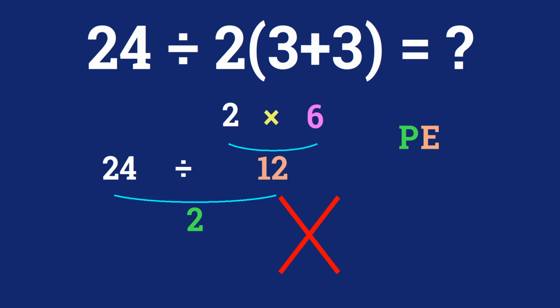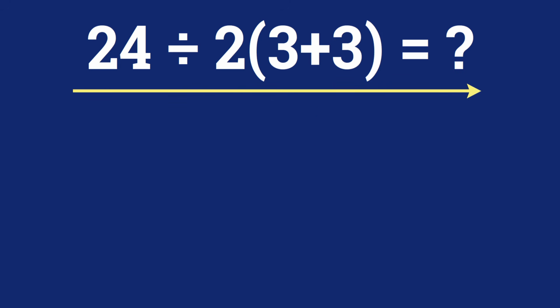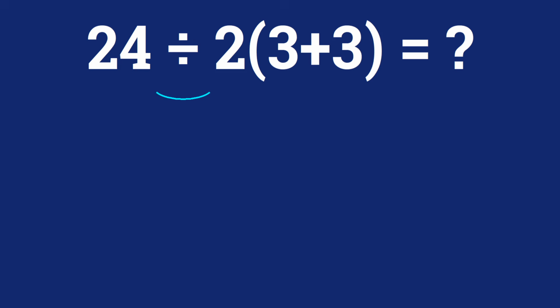exponents, then multiplication or division, and then finally addition or subtraction. Remember that multiplication and division have equal priority, and we have to work from left to right. And the same applies to addition and subtraction. In this expression, we have one division, one multiplication, and one parenthesis. Inside these parentheses, we have one addition.